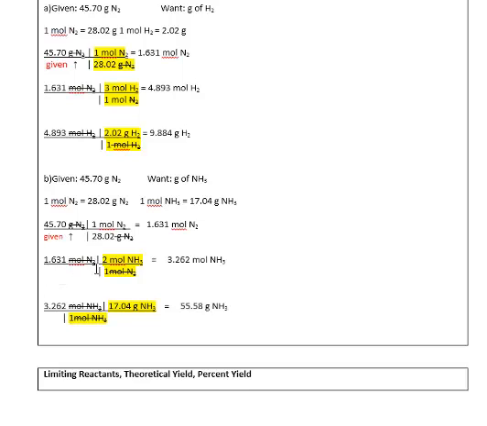1.631 moles of nitrogen multiplied by 2 moles of ammonia per 1 mole of nitrogen equals 3.262 moles of ammonia. I'm kind of getting distracted here. Did I say 2 moles of ammonia per 1 mole of nitrogen? All right, we've got to move this over. 3.262 moles of ammonia multiplied by 17.04 grams of ammonia per 1 mole of ammonia equals 55.58 grams of ammonia.